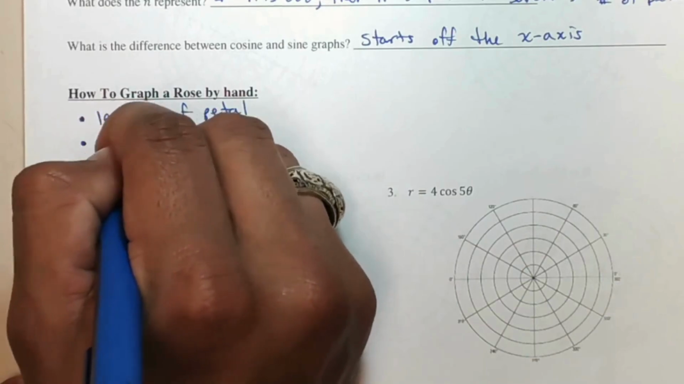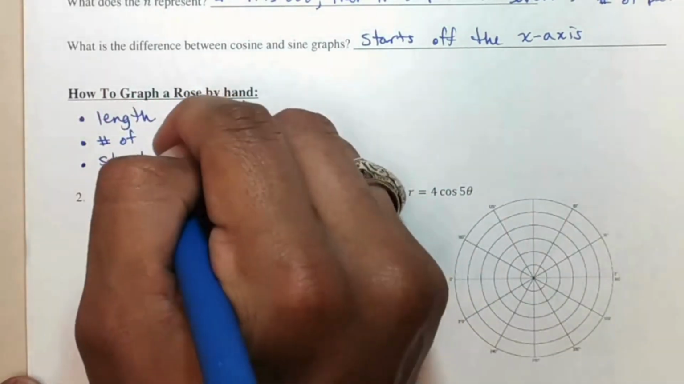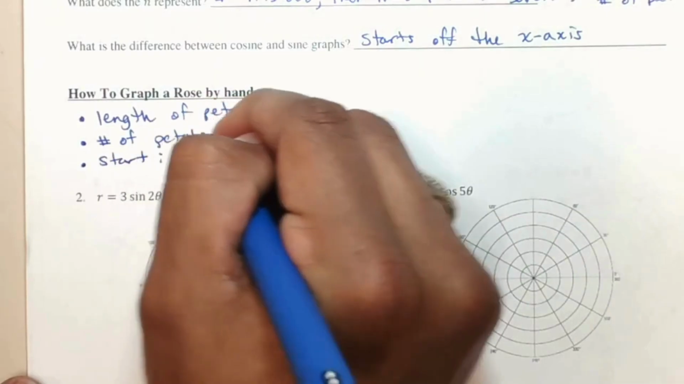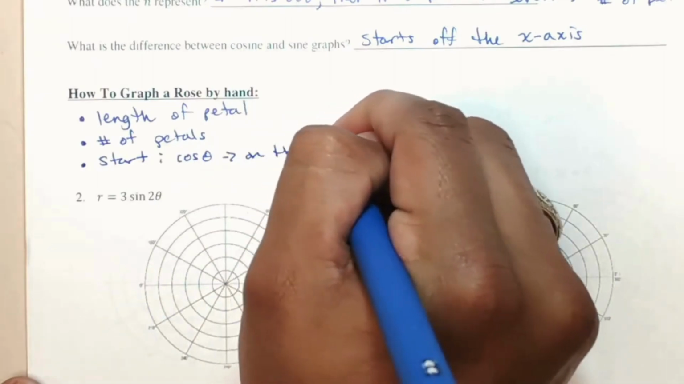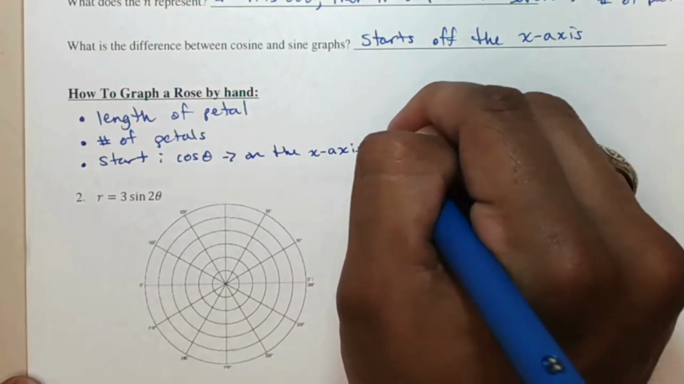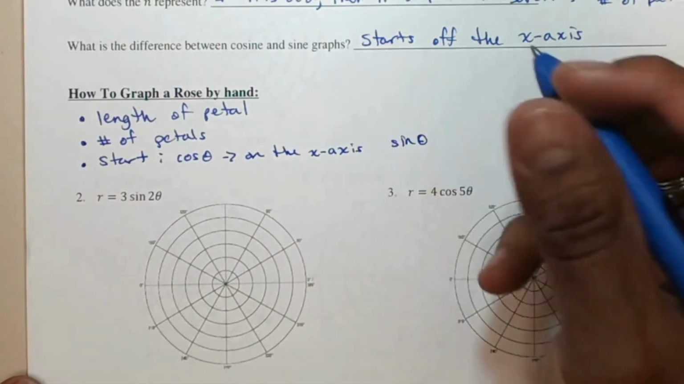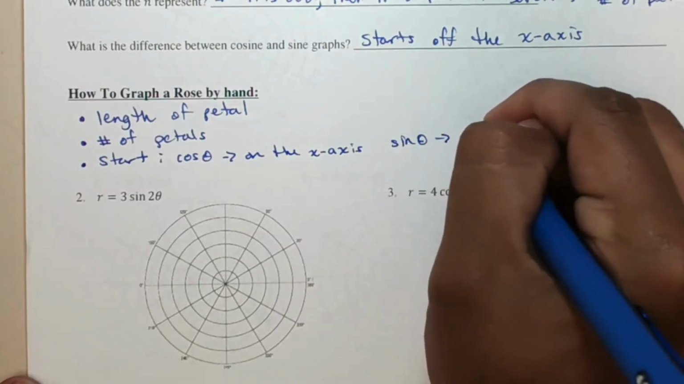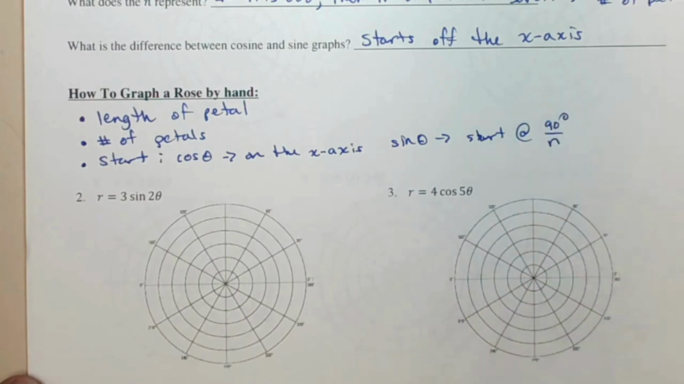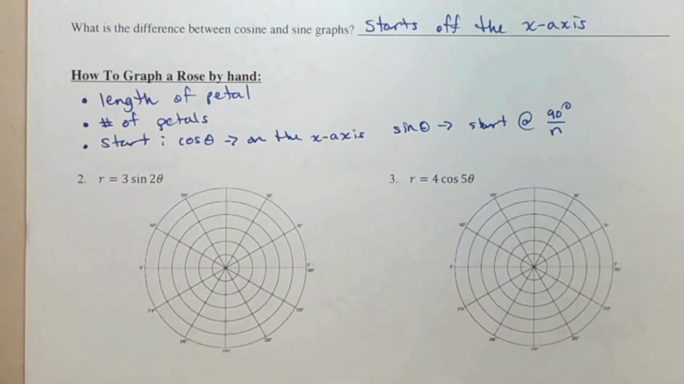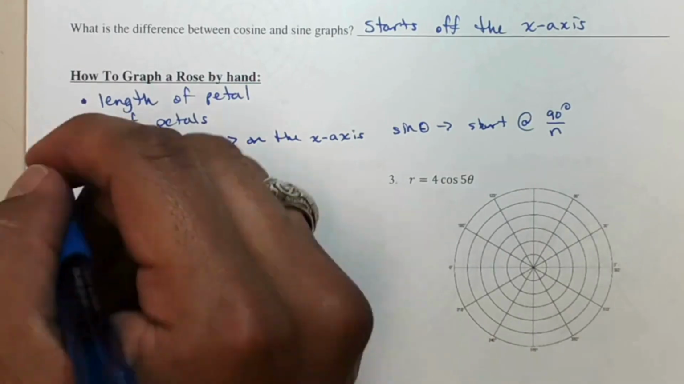We're going to need to find our starting point. If it's cosine, we start on the x-axis. If it's sine, what we actually want to do is start at 90 divided by n. So that n is going to be different. If it was 2, it would start at 45. If it was 3, we would end up starting at 30, and so on and so forth.